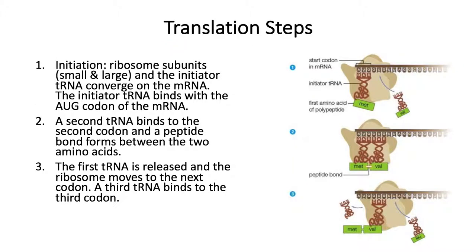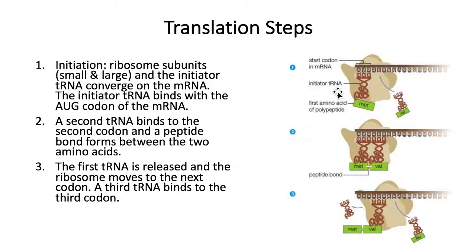All right, so the first thing that happens is initiation. This is basically the start of translation. And what happens is the two ribosome subunits, so the small subunit and the large subunit, and the first tRNA, which is called the initiator tRNA, they're all going to converge on this mRNA strand. So we have the large subunit coming in, we have the small subunit, this is the ribosome, of course, and we have the first tRNA coming in.